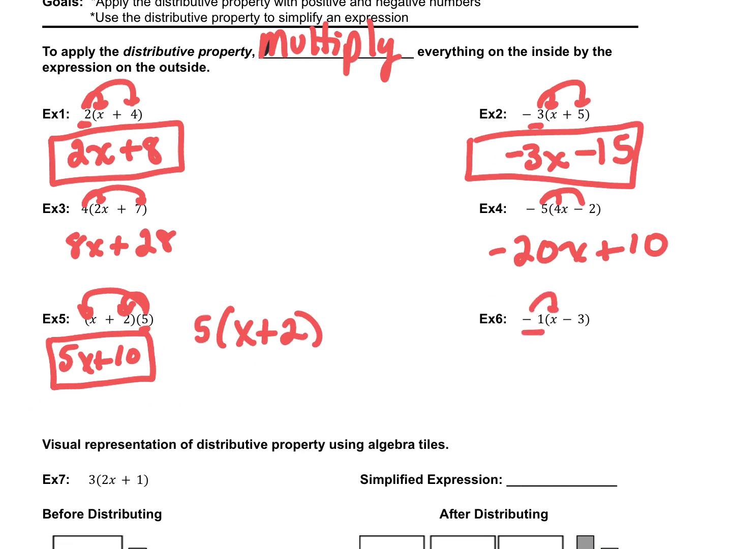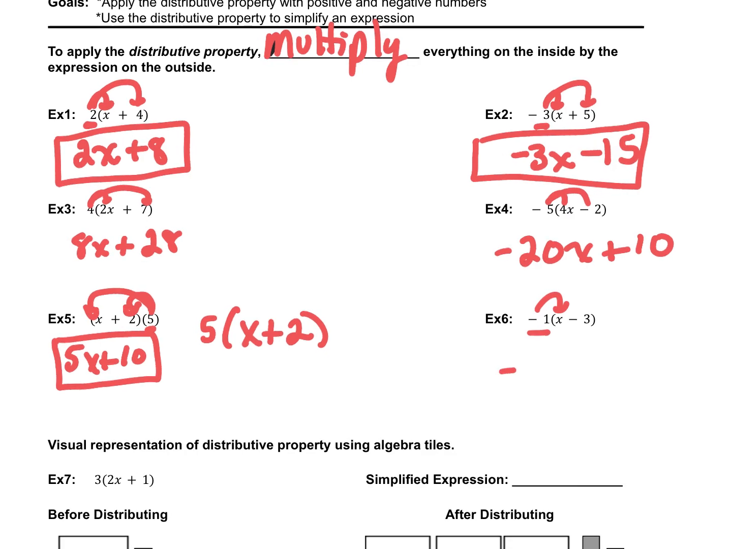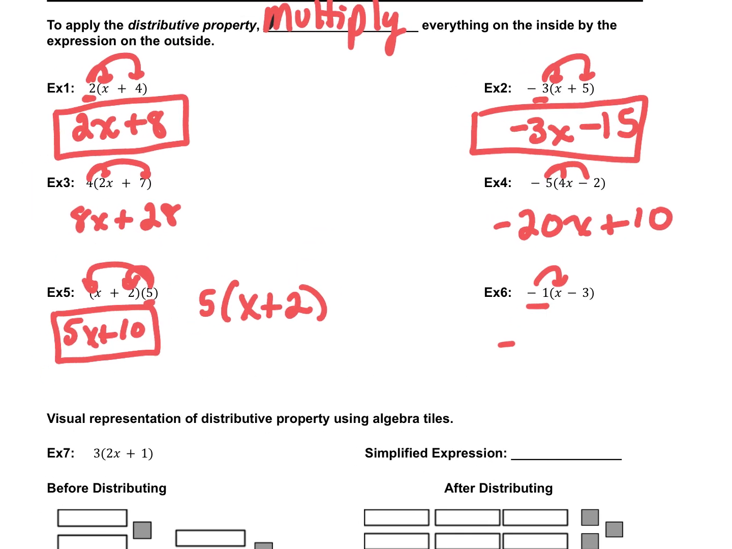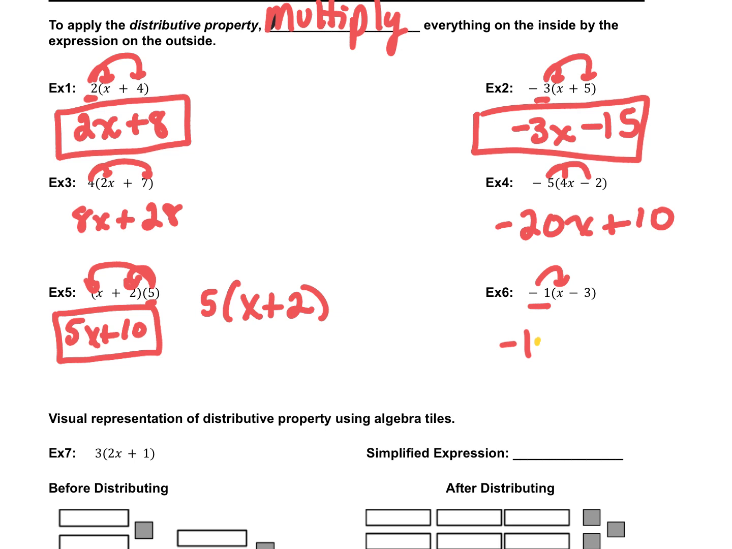Now we have negative 1 times x, which is negative 1x. Oops, I accidentally did that. And then you have negative 1 times negative 3, which is a positive 3.